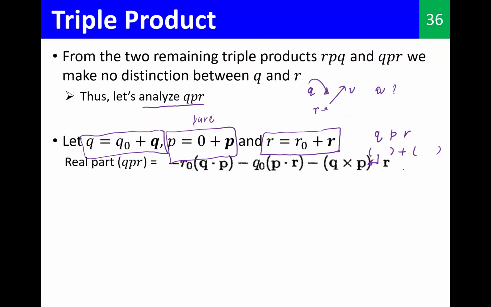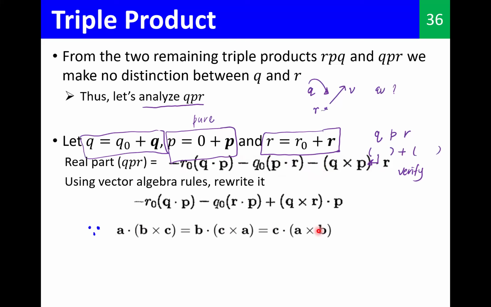So maybe later you can verify this answer. And this is what you would get for the scalar part. Okay, and to simplify this scalar part, I will make use of vector triple product. Maybe you have learned this in some mathematics course, right? If I have A dot B cross C, that would be equal to B dot C cross A. So there is again this cyclic nature, right? A, B, C. And I can make use of this to maybe do some changes to this part, right?